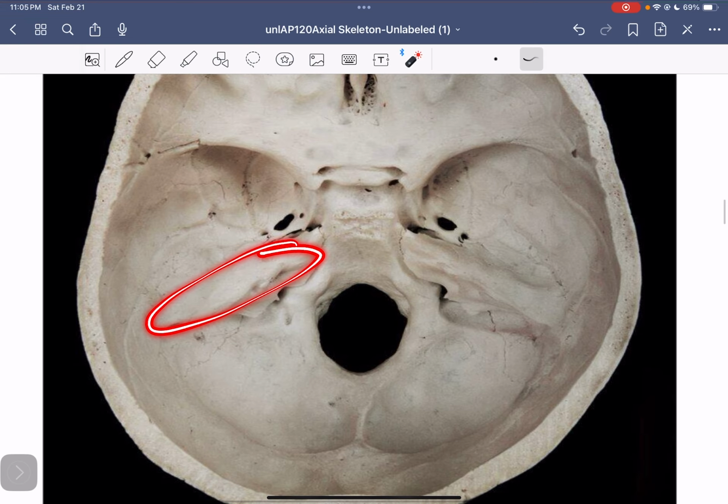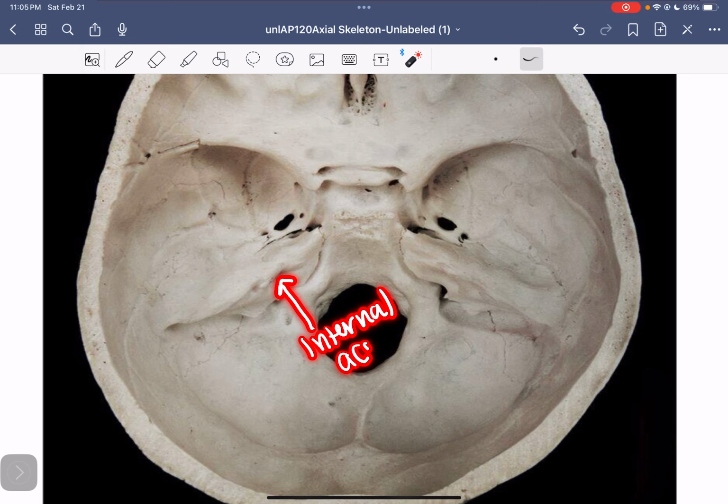This region of the temporal bone is called the petrous region. Then we have these openings here, which are your internal acoustic meatuses, or meatus for just one of them, but you can see them on both sides. Then we have this one here, which I told you guys looks like a jelly bean. Jugular foramen. That was jugular foramen.